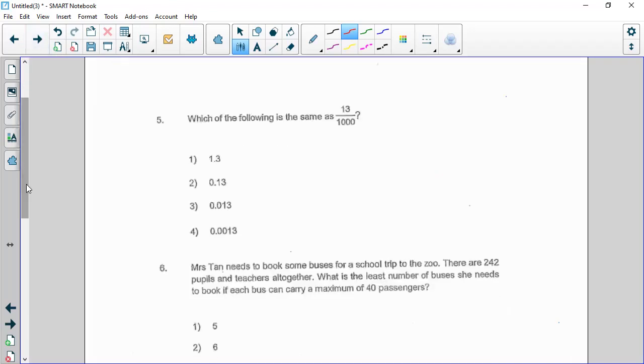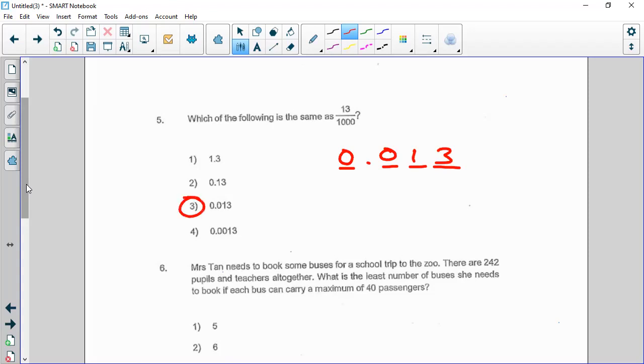So which of the following is the same as 13 over 1000? Now, what do you call this fraction? You call it 13 thousandths. So there are 3 zeros in 1000. So which means that your decimal must be 3 decimal places. Why 3 decimal places? Because 1000 has 3 zeros. So what is 13 over 1000? What decimal is that? That will be 0.0, push the 13 all the way to the end, and your decimal is number 3.